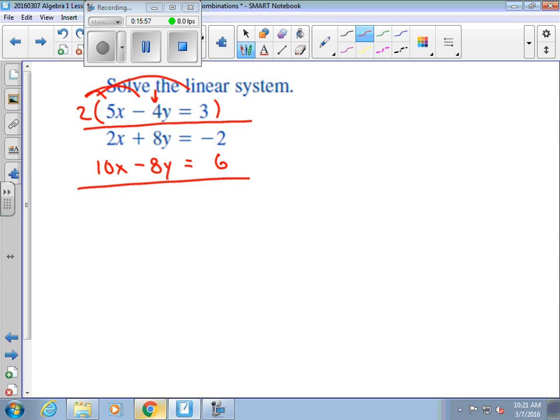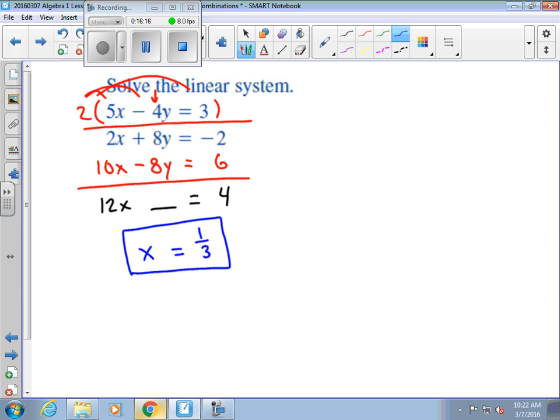When you combine these, we get 12x. The y's eliminate, and negative 2 and 6 gives us 4. Divide by 12 on both sides, and we get x's value as 4 over 12, or 1 over 3. Once you have that, plug it back in to get y's value. Use the substitution method.